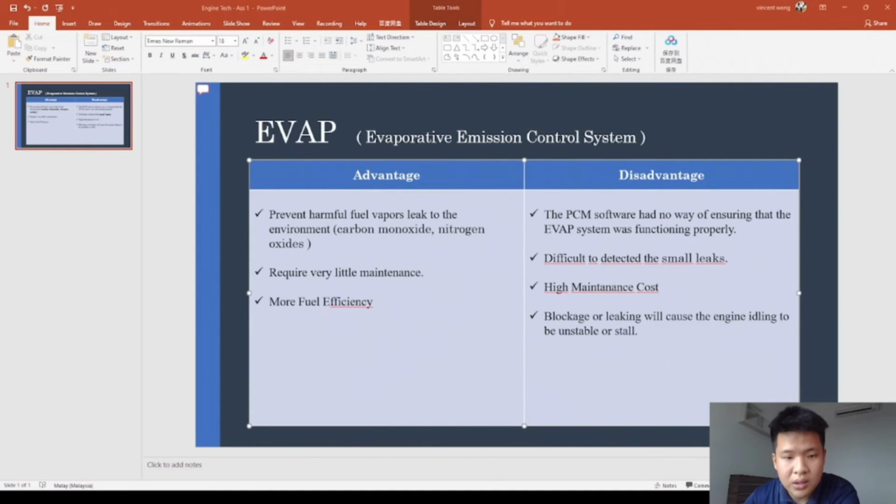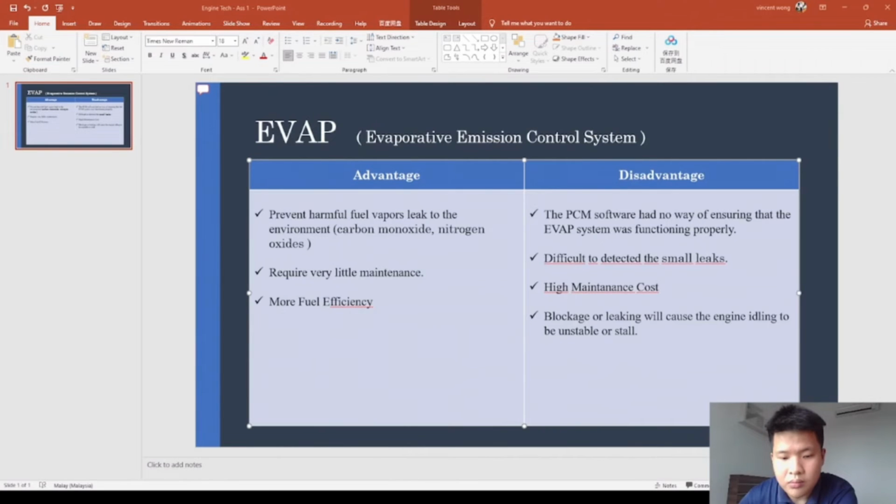The second advantage is that it requires very little maintenance. The EVAP system has a sensor detection system which uses a leak detection pump as the pressure source to conduct positive pressure testing. And the third is better fuel efficiency. The fuel vapor will be collected by the carbon canister after evaporation and returned to the air-fuel mixture to perform combustion.